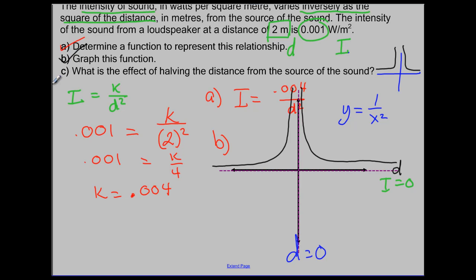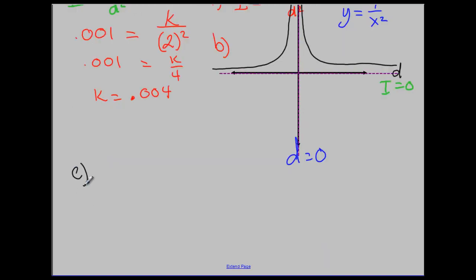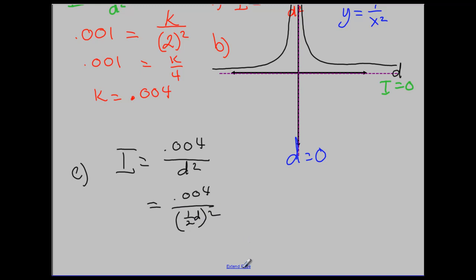Question C says, what is the effect of halving the distance? So if we're at 10 meters away and we move to 5 meters, what effect does that have on the intensity? So for part C, we'll take a look at our equation, I equals 0.004 over d squared, and what we're going to do is just halve the distance. So we're going to take 0.004 and take half of whatever d was and square it.